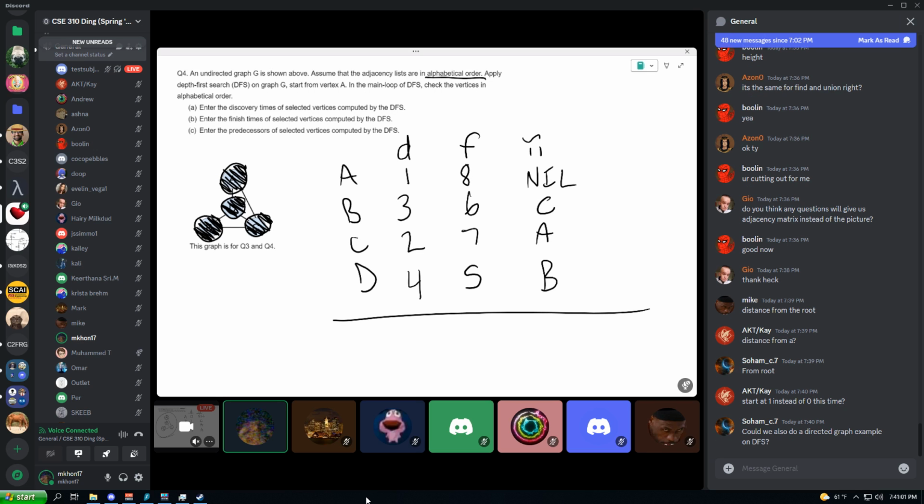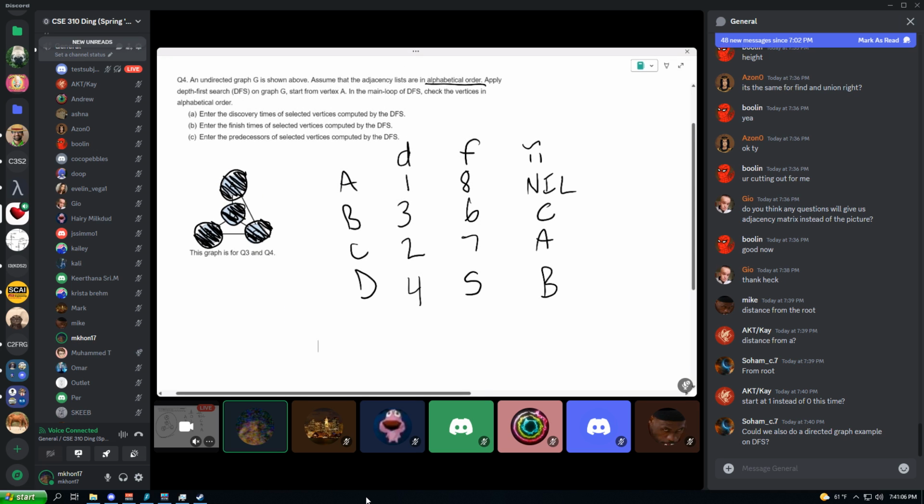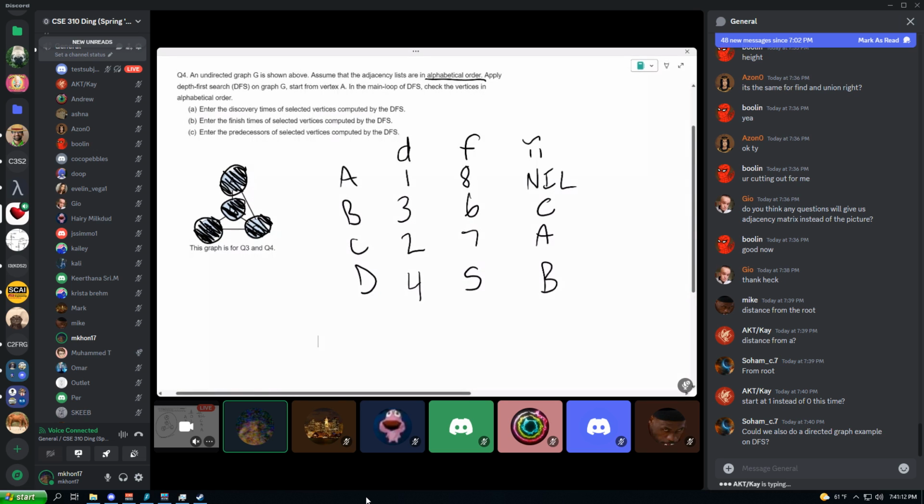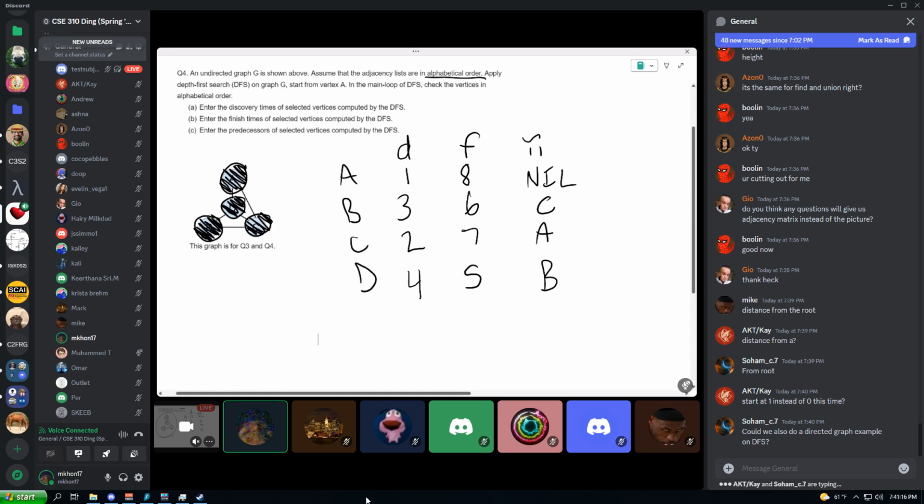Could we do a directed graph example on DFS? Yes, I am willing to do extra examples for these questions because some of them have been really easy. But I want to do those after I've gone through the entire exam because people want to hit the time complexities. I want to get that first, and then we'll do extra examples. I'll make up some problems then.